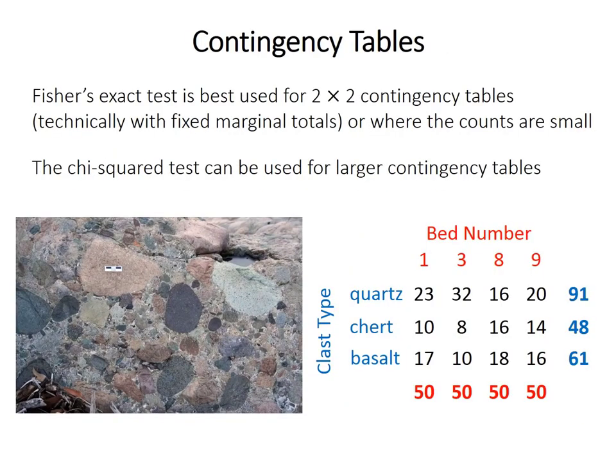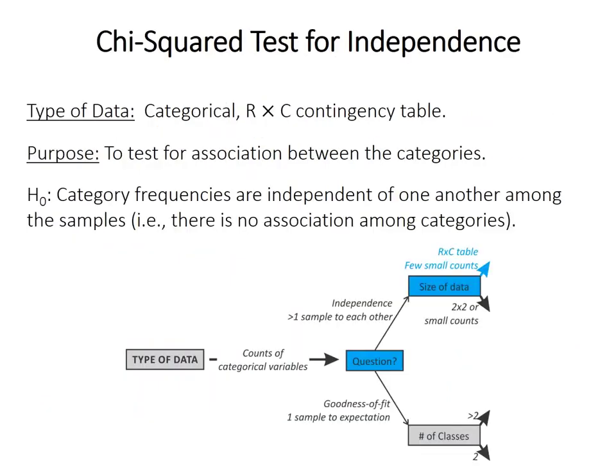So the previous video discussed Fisher's exact test, which is also a test for independence. And you should use it if you have a 2x2 contingency table, even if the assumption of fixed marginal totals isn't met. As we'll see in a minute, the chi-squared test isn't well-suited if some of the counts are very small, and so Fisher's exact test may be better in that case. The chi-squared test does, however, work best for larger contingency tables where nearly all or all of the counts are at least 5, like the example here of rock types in 4 conglomerate beds.